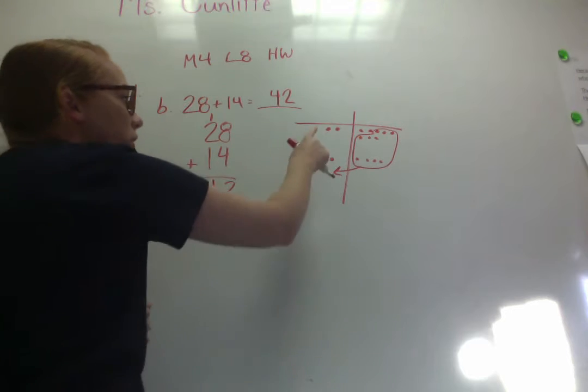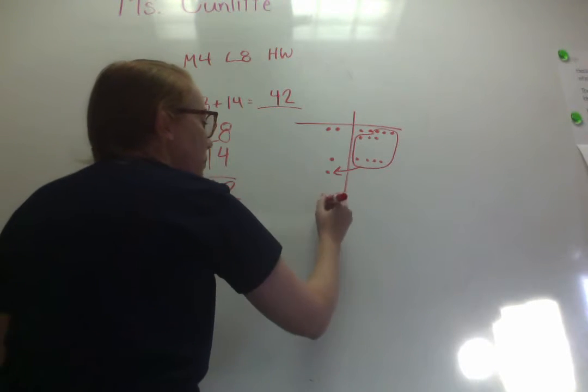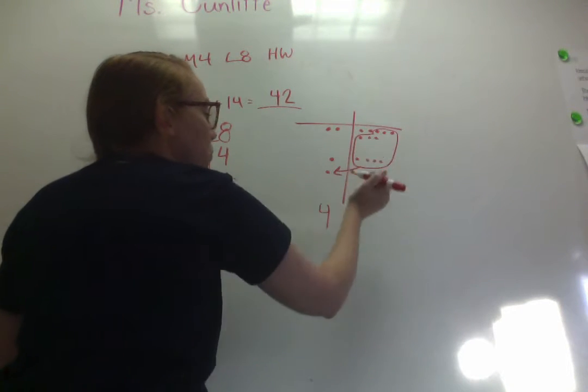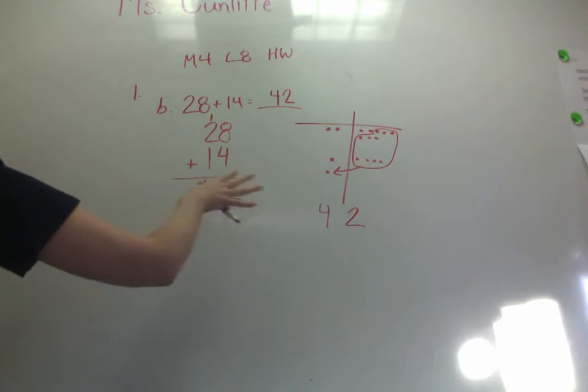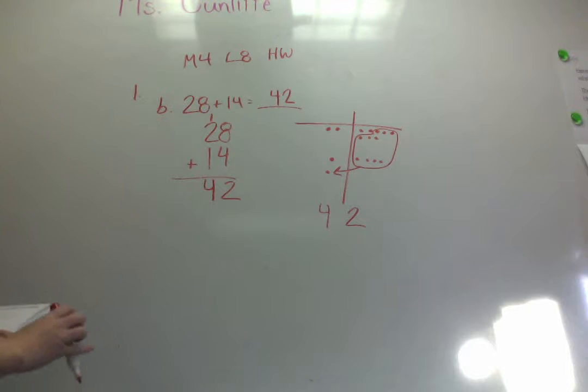Now let's see what I have. 1, 2, 3, 4 in my tens place. 1, 2 in my ones place. You have to have both pictures on your paper to get the question right.